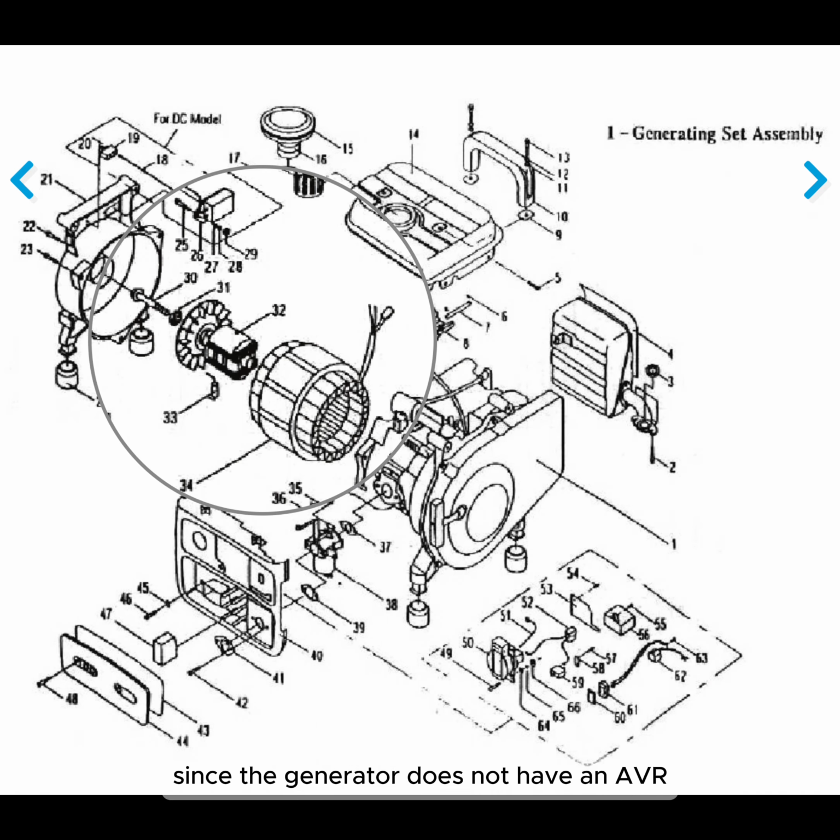Since the generator does not have an AVR, which is an automatic voltage regulator, the generator depends on the engine to keep the voltage and frequency stable. If the engine speed changes too much, the output will not be steady.